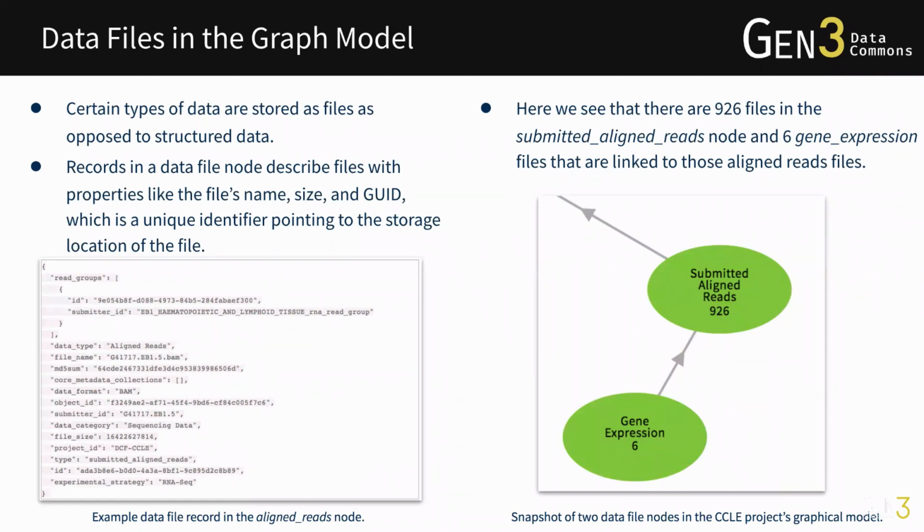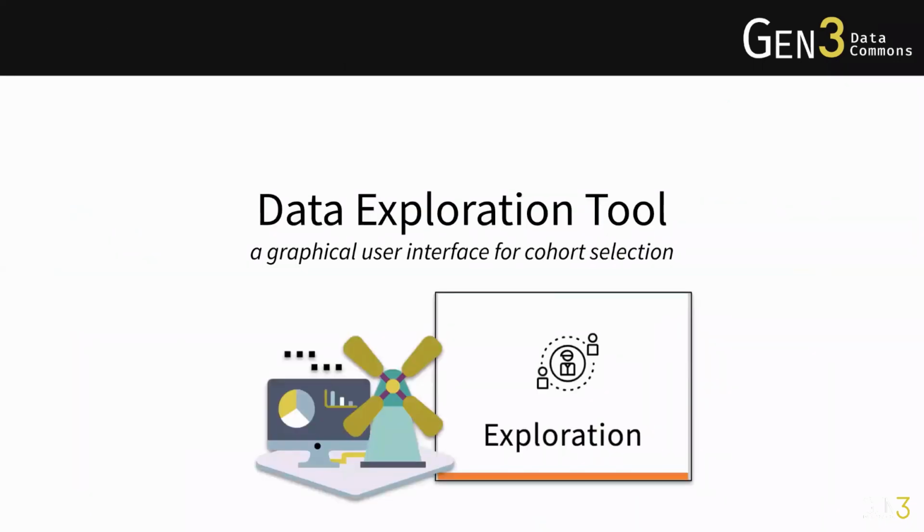Certain types of data are stored as files as opposed to structured data. Records in a data file node describe files' properties like file names, size, GUIDs, which are unique identifiers for pointing to the storage location of the file. An example of a data file record is on the lower left, and this is an example of the aligned reads nodes. On the right, we see a snapshot of two data file nodes in the CCLE project's graphical model. Here we see that there are 926 files in the submitted aligned reads node and 6 gene expression files that are linked to those aligned reads.